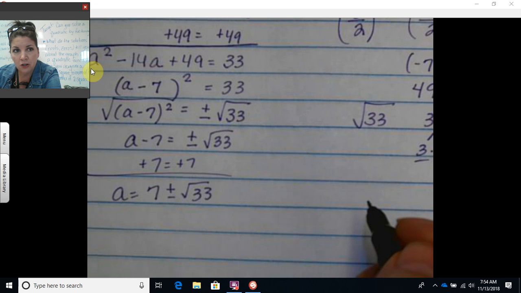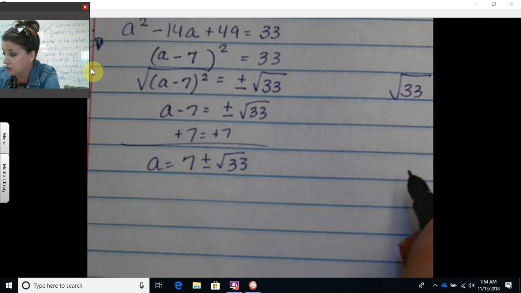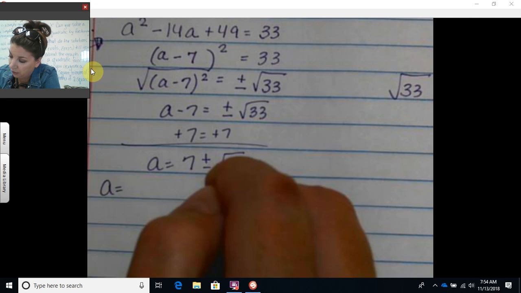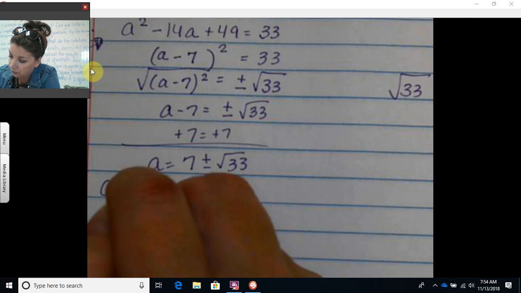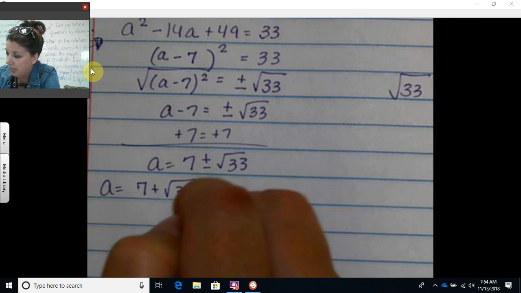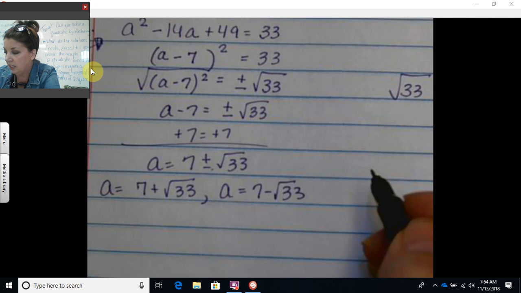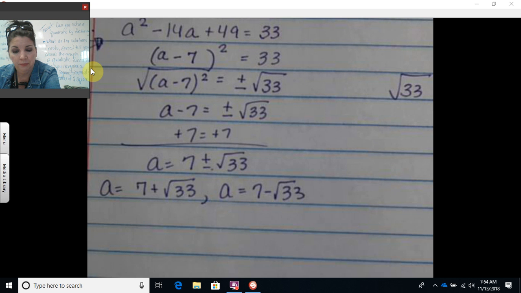If your answer was written as two separate answers instead of combined as one, you would have a equals 7 plus the square root of 33, and you would have 7 minus the square root of 33. So you would see that in one of these two ways, okay? Everybody cool with that?